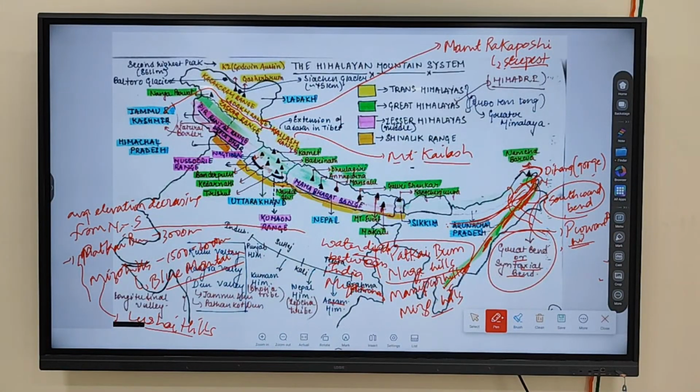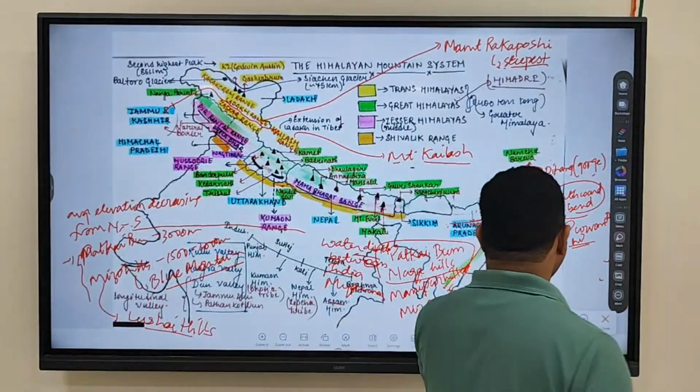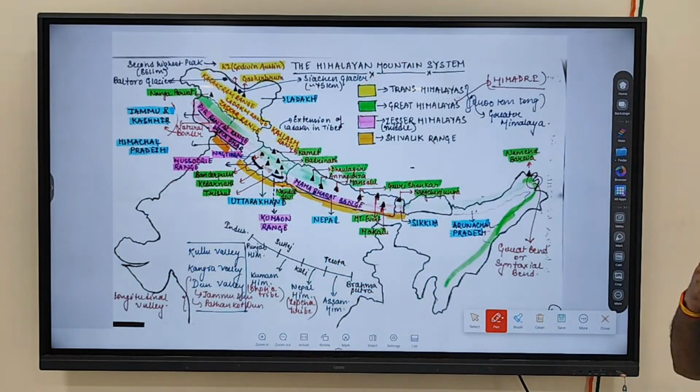Fine. So this is all about your Purvanchal hills. Clear? So this finishes your first physiographic feature, the Northern Mountain Complex. Now, the second important feature that you're going to find is the Northern Plains.